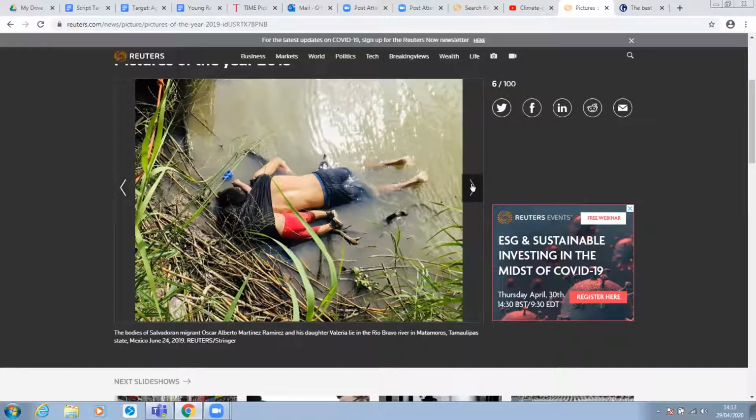And this from 2019 is a similar example, a really tragic, terrible image. We'll read the caption first of all. It says, "The body of Salvadoran migrant Oscar Alberto Martinez Ramirez and his daughter Valeria lie in the Rio Bravo River in Matamoros, Tamaulipas in Mexico." This was another similar photograph for 2019, which I think captured the hearts and minds of many people across the world, and focused their attention on an issue that had not been ignored, but had stopped hitting the headlines because there was a caravan, hundreds and even thousands, I think, of migrants coming from Central America and making their way up to try and cross the border.